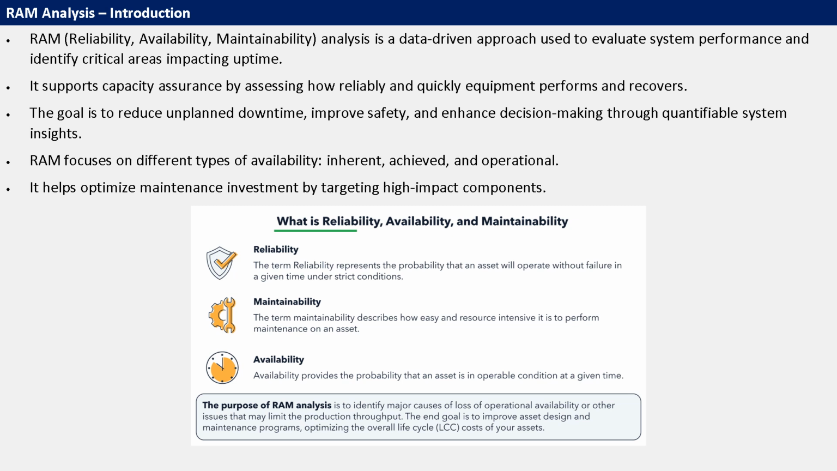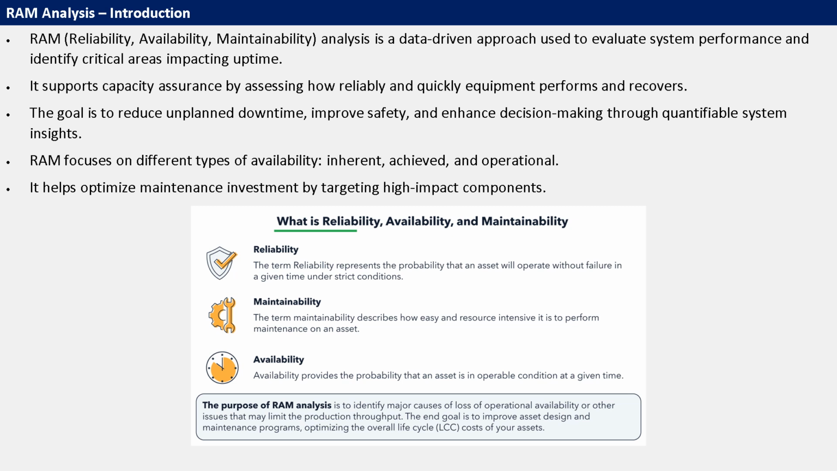3. Types of availability in RAM. RAM analysis categorizes availability into several distinct types, each offering a different level of insight. Inherent availability, AI, considers only corrective maintenance, excludes logistics, delays, etc. Formula: MTBF divided by MTBF plus MTTR. Best for benchmarking the intrinsic reliability of the design.